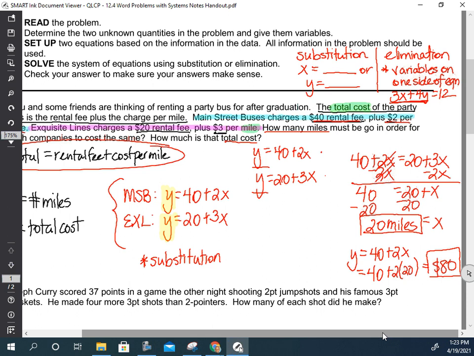This bus is definitely not in Chicago. No way would a party bus cost $80.